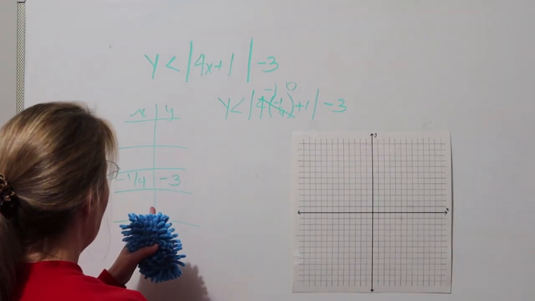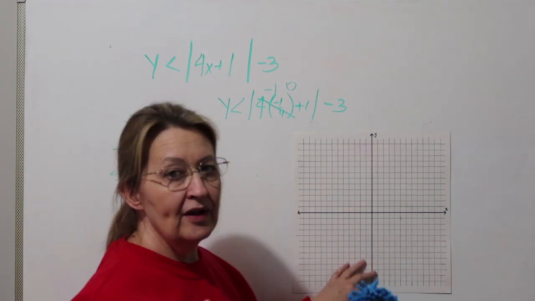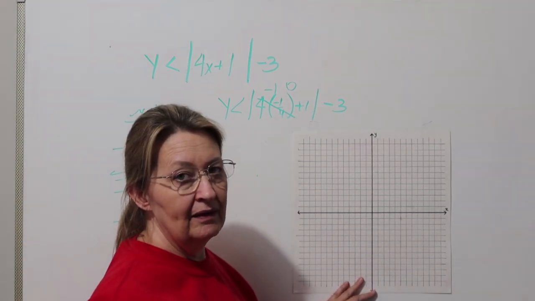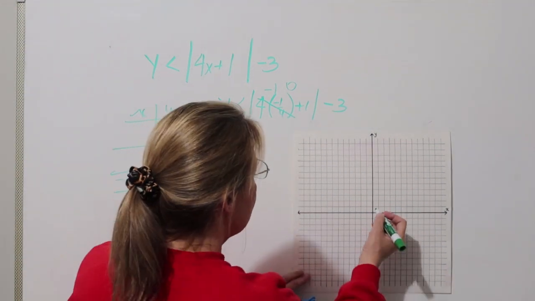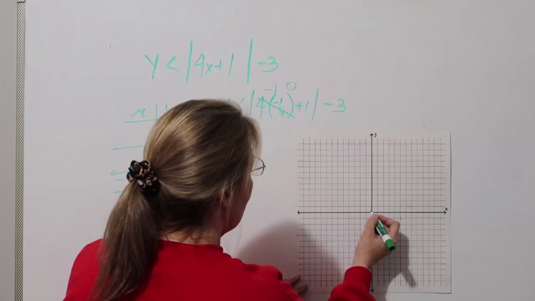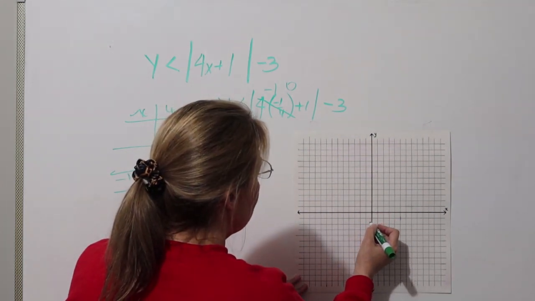Let's go ahead and graph it over here. Now, we're not going to stress out over that negative 1/4. We're just going to get close. So go to the left 1/4 and then down 3. 1, 2, 3.